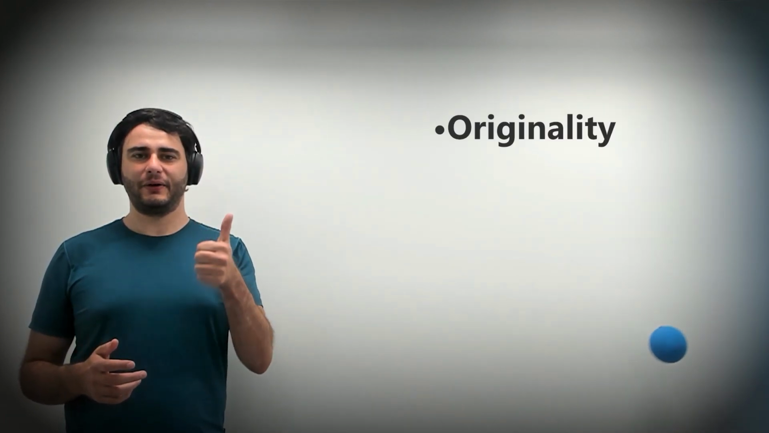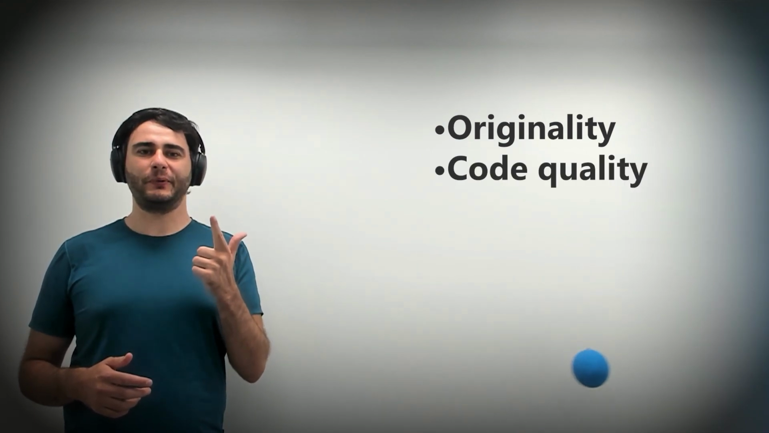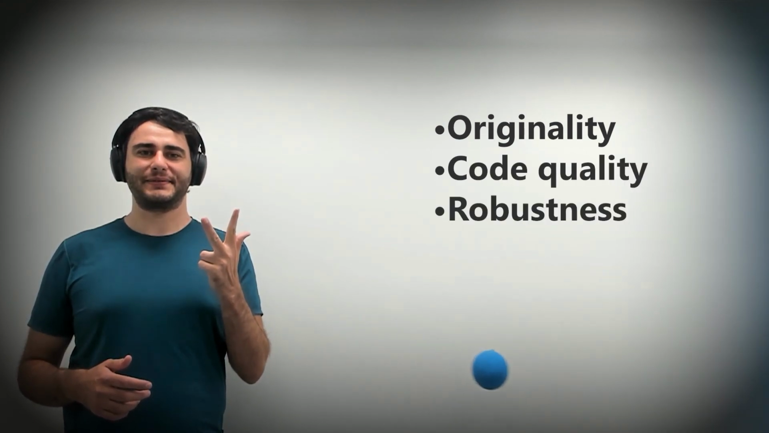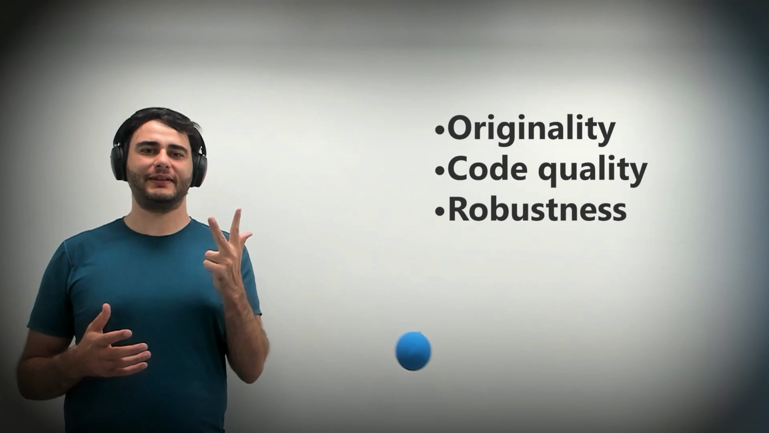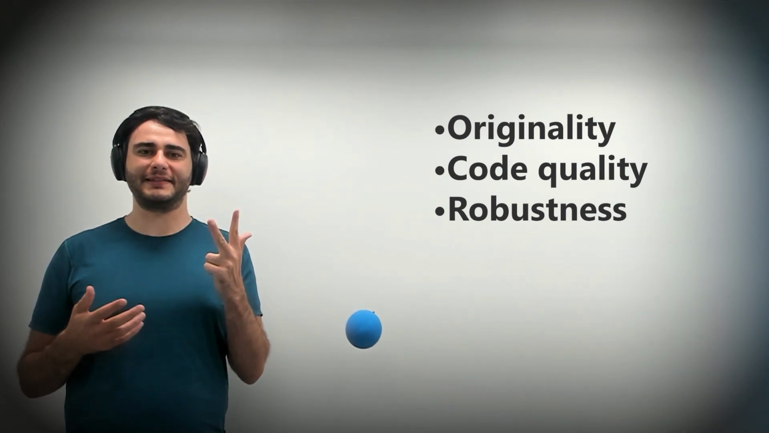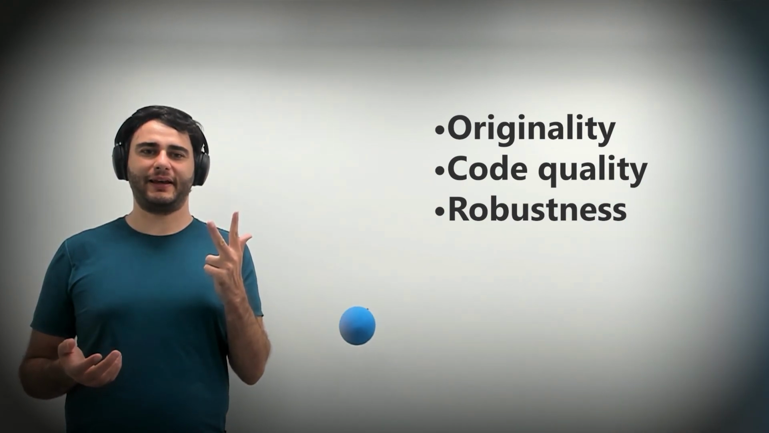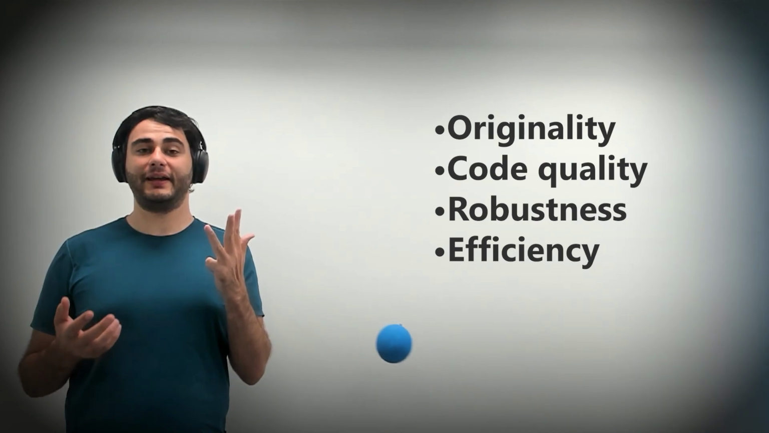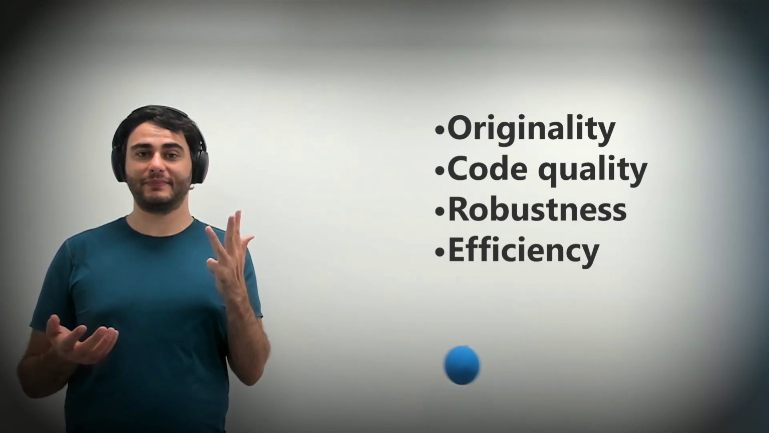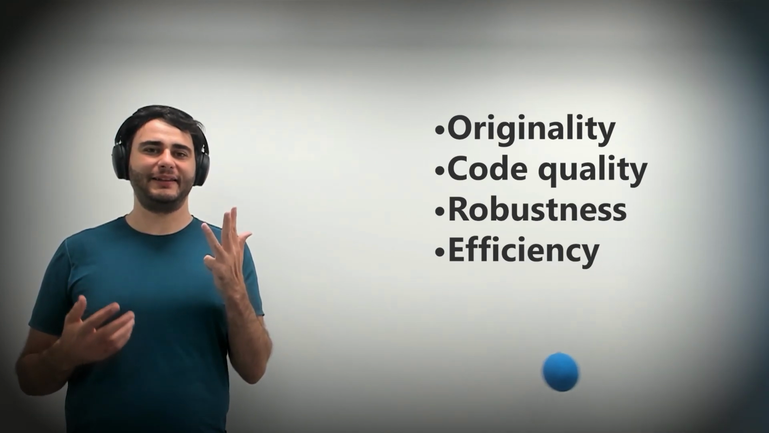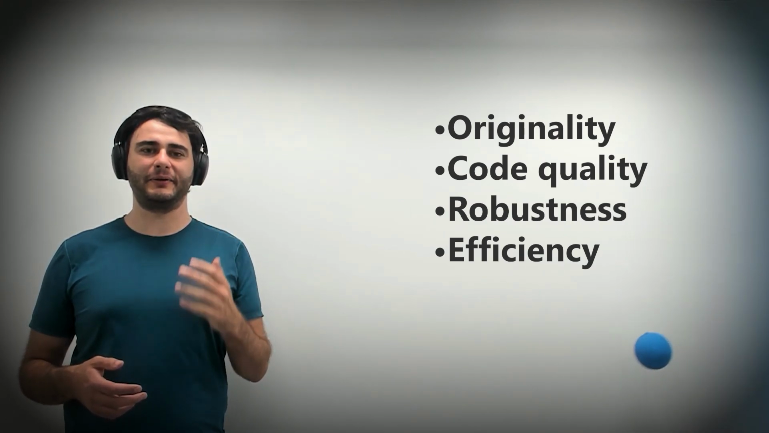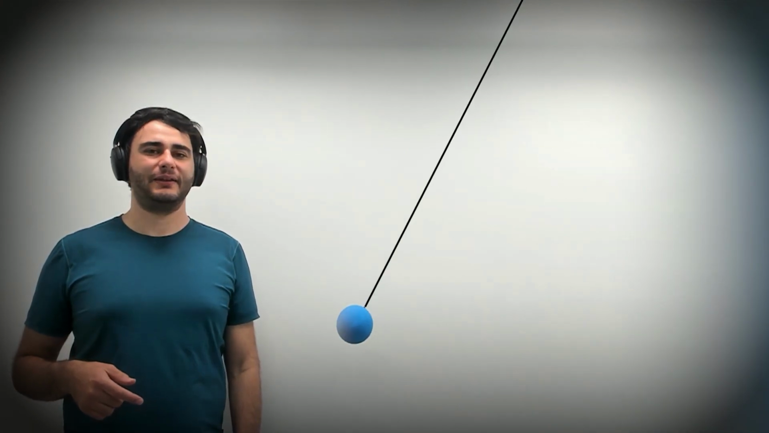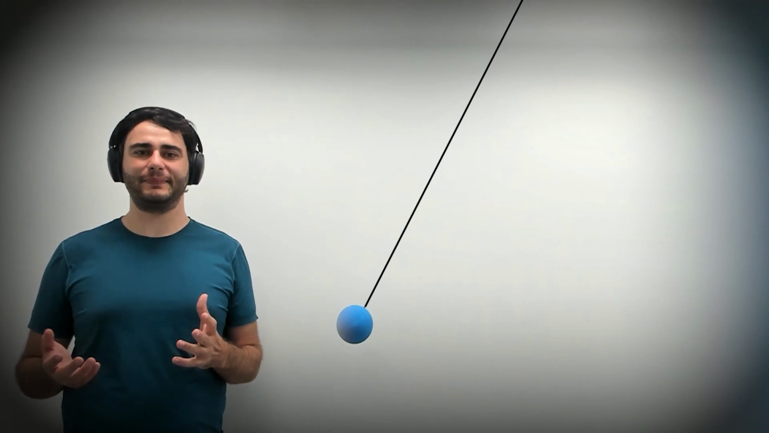The criteria for winning the competition are originality, code quality, robustness, meaning if I try to give it a little bit different footage, will it still work? Then we have efficiency. Could I get the effect in real time, in front of the camera? And you'll get an extra point if you figure out how long the string is. You'll also have to explain how you did it.